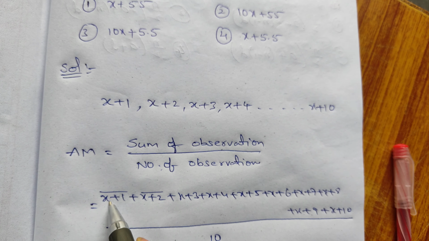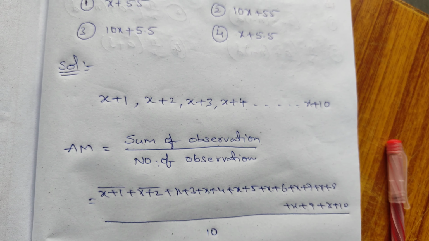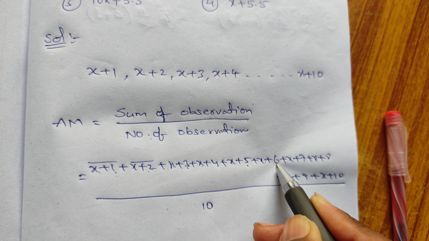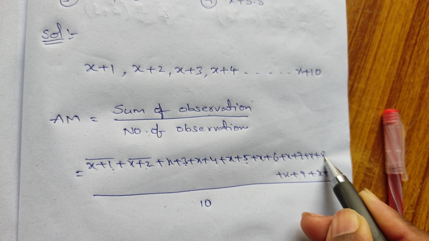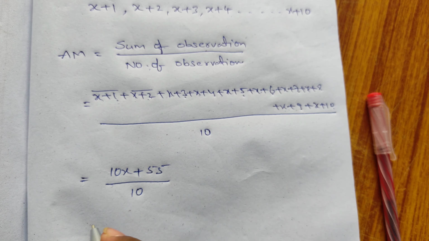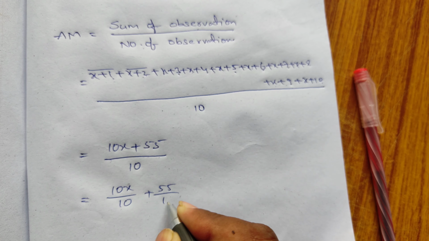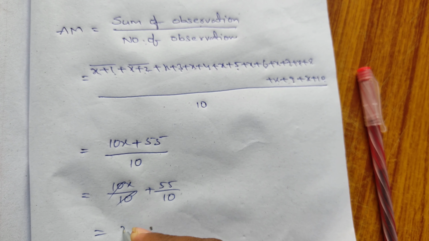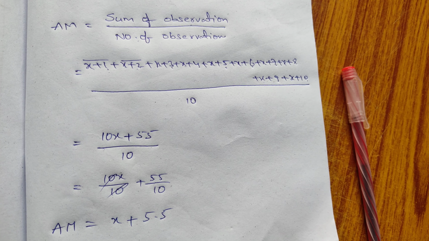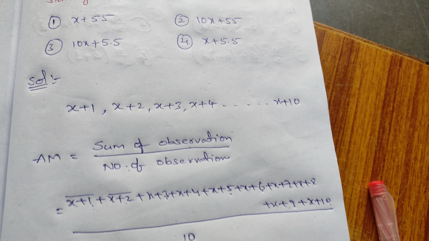Now how many x are there? 1, 2, 3, 4, 5, 6, 7, 8, 9, 10. So by addition, 10x plus 55, since 1 plus 2 is 3, 3 plus 3 is 6, 10, 15, 21, 28, 36, 45, 55. Divided by 10: 10x by 10, the 10 and 10 cancel, giving x. 55 by 10 means 5.5. So the arithmetic mean of 10 consecutive numbers starting with x+1 is x+5.5. That is the answer. What is the option? Fourth option.